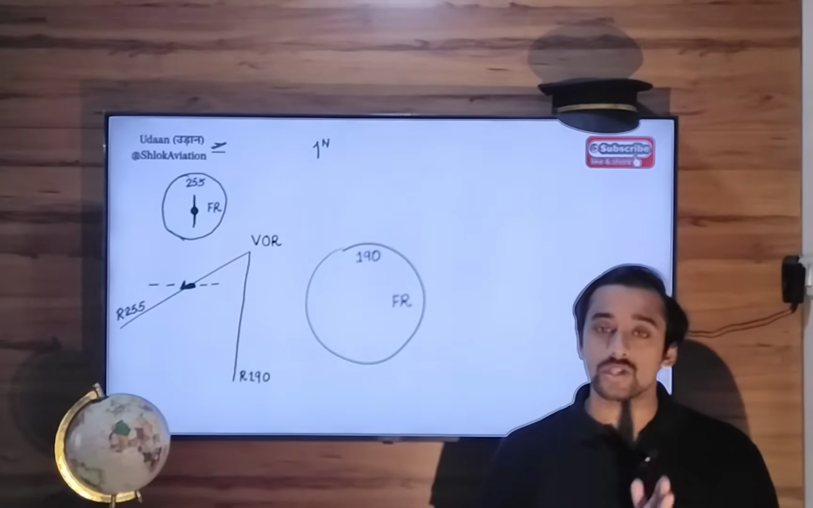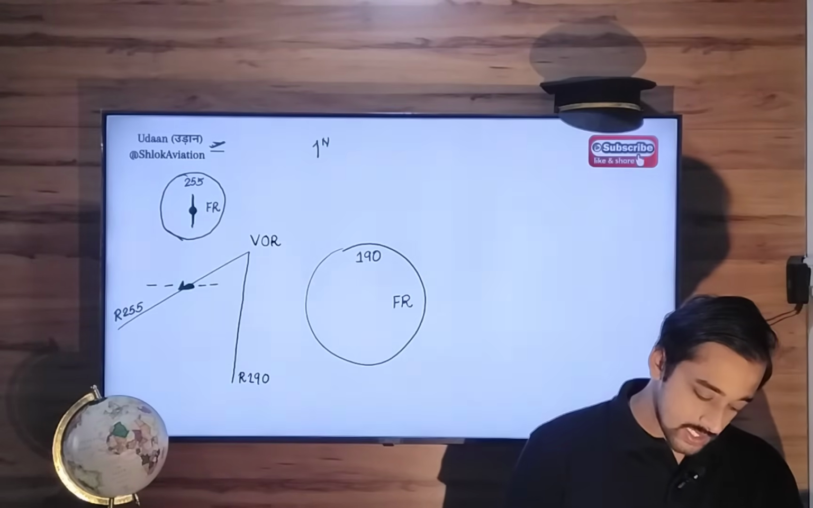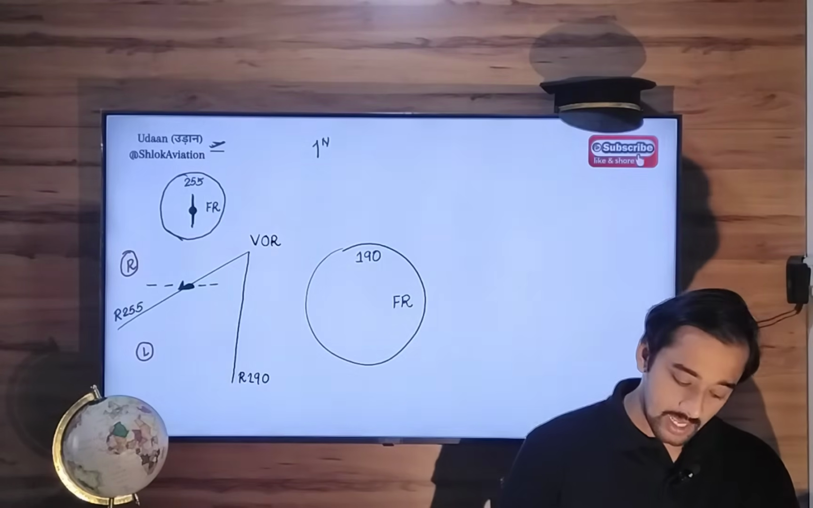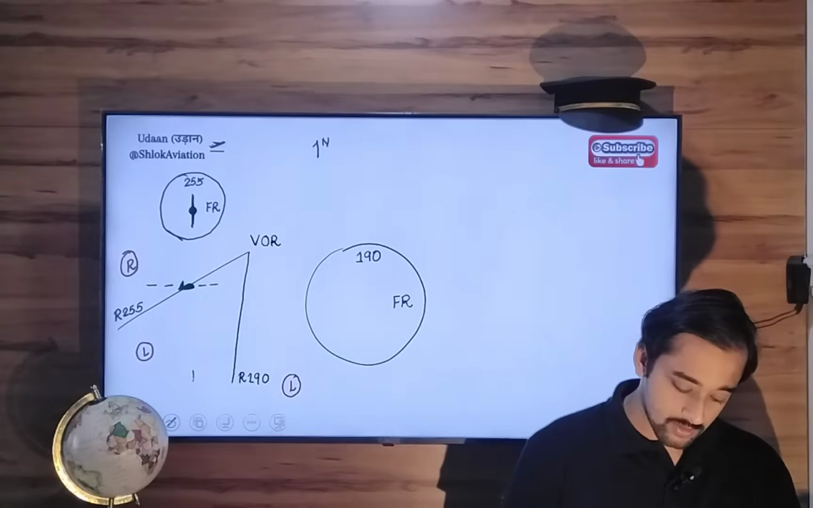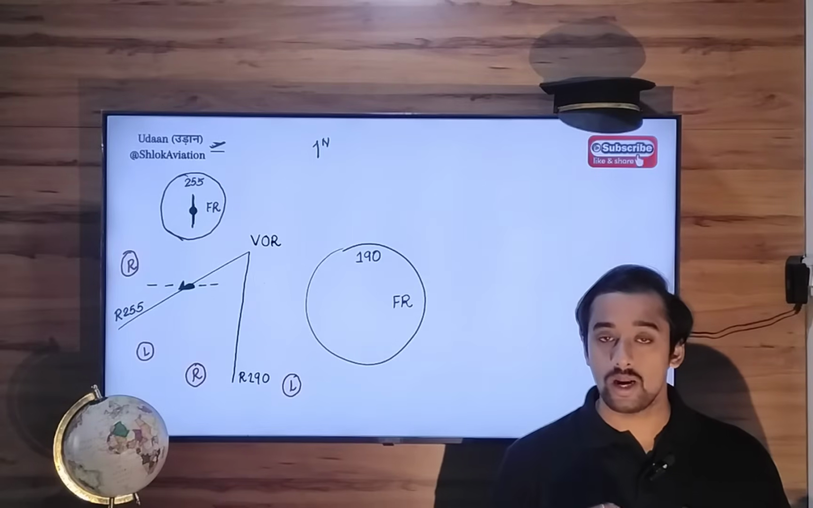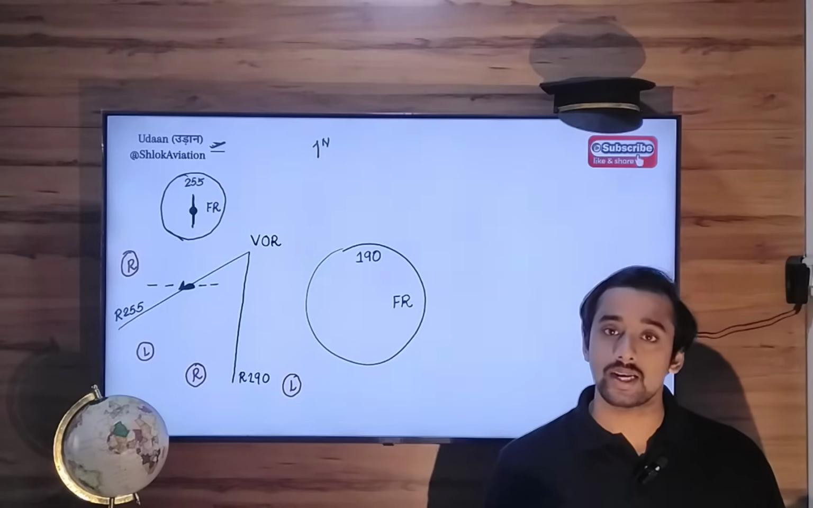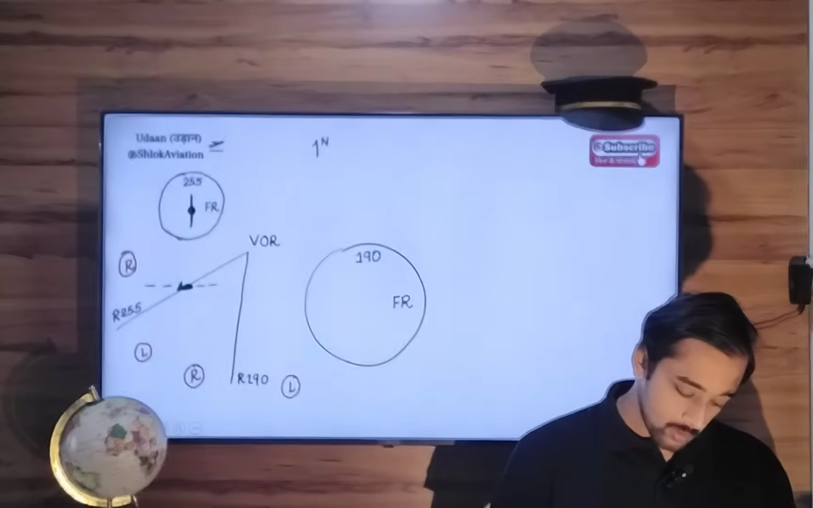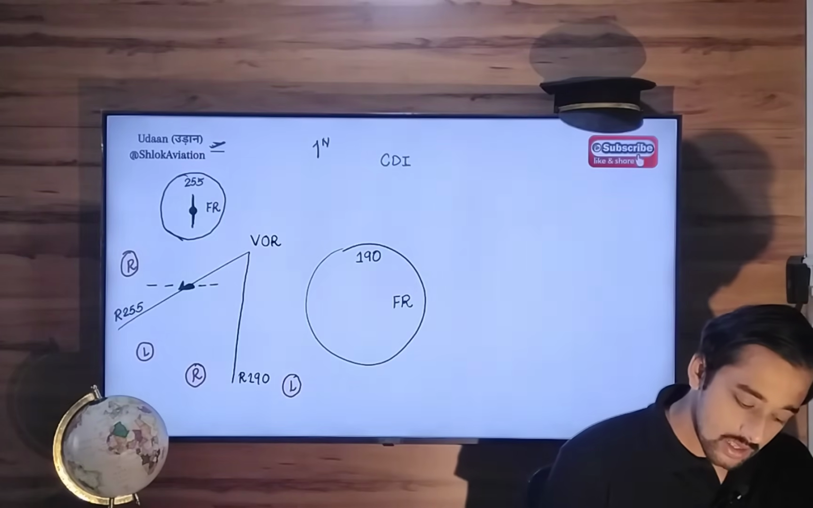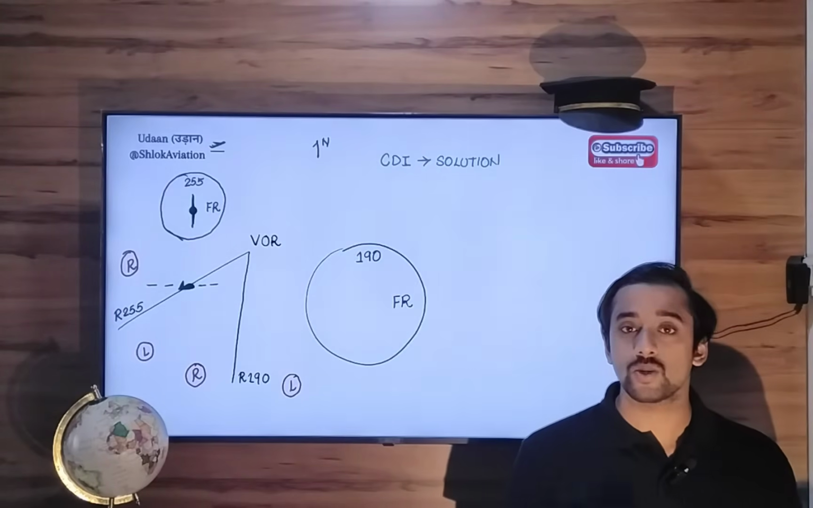So now when you are traveling away from the station, outbound, this side becomes your left hand side, this side becomes your right hand side. Same goes with radial 190, this becomes your left, this becomes your right. Now when you are on radial 255 and you have set 190 in the OBS selector, the CDI needle will move in that direction. That means what is the job of the CDI? The CDI gives you the solution.